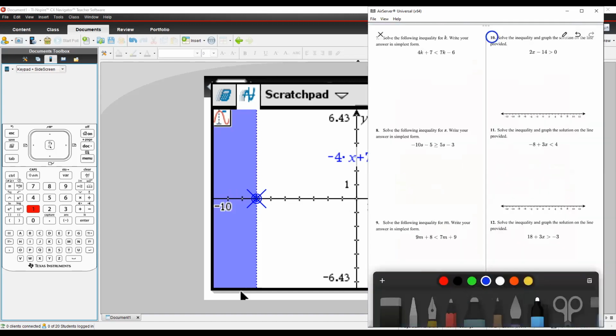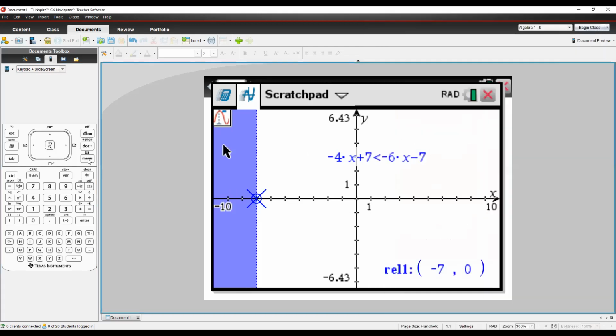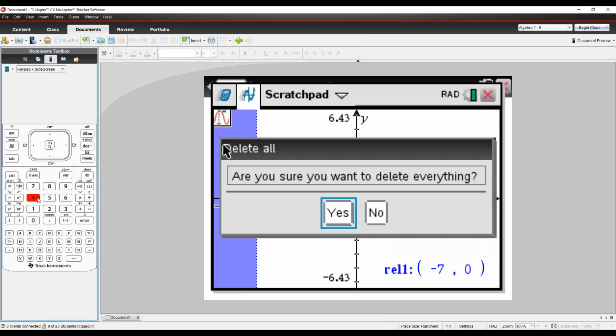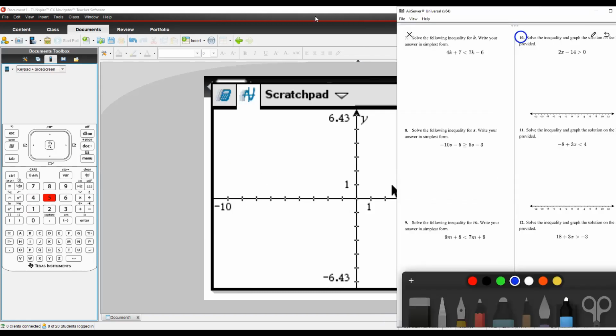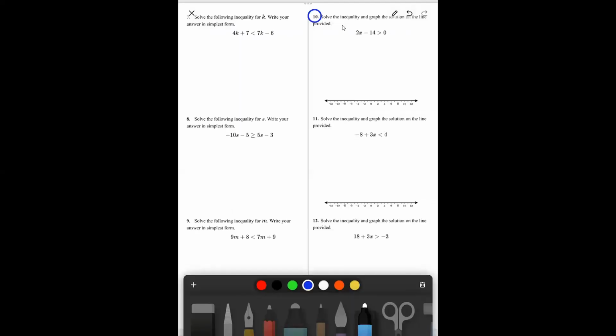All right, now I'm going to do number 10. So let me get rid of the calculator part. So we can do menu 14, delete, and then menu 4(5). All right, so now if I go here, let me bring this over, click on it. All right, so what number 10 says, 2x minus 14 is greater than 0.